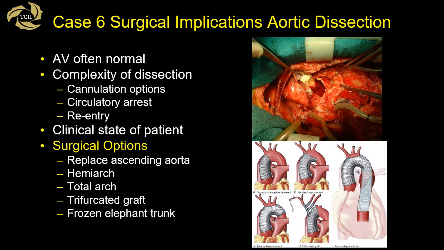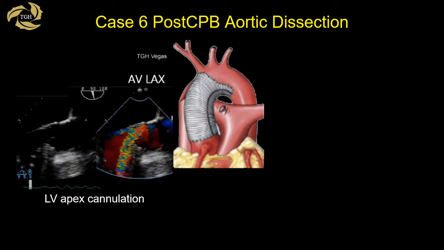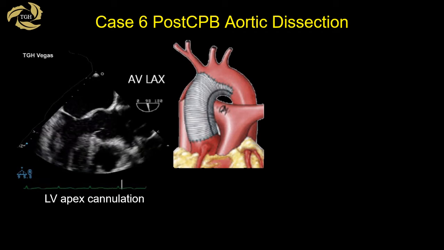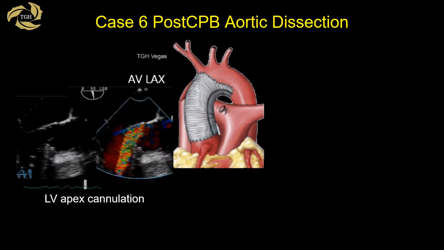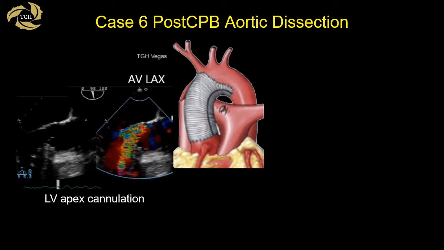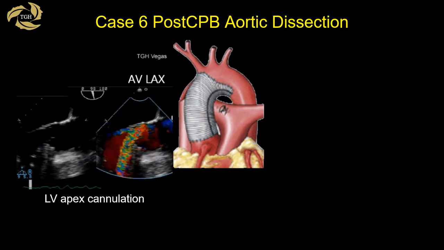The surgical options may include to replace the ascending aorta, perform a hemiarch or a total arch, use a trifurcated graft, or a frozen elephant trunk. The question arose as to how to cannulate this patient with a BSA of 1.6 and dissections down to her iliacs. The surgeon elected to cannulate the apex of the left ventricle. The cannula was positioned under echo guidance with flow directed preferentially through the aortic valve.